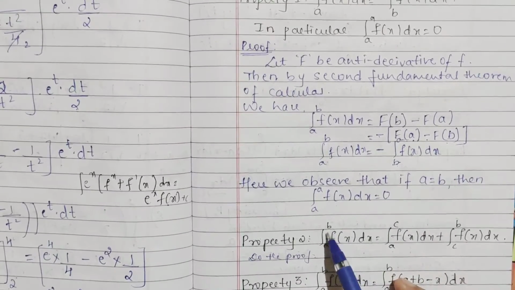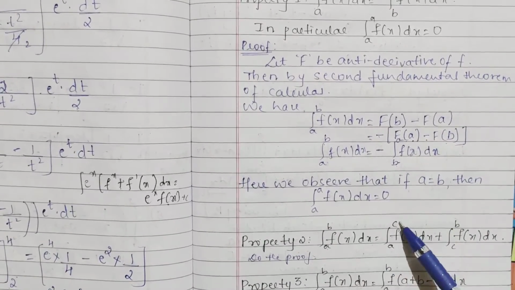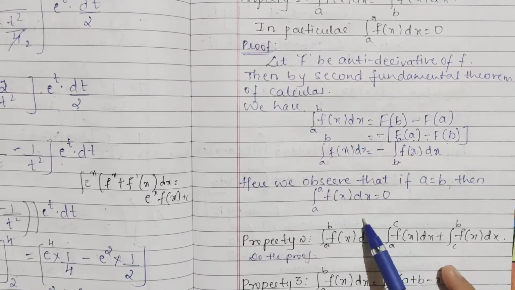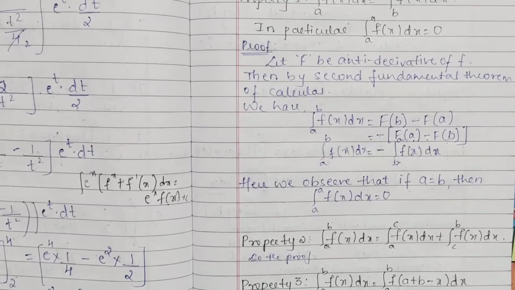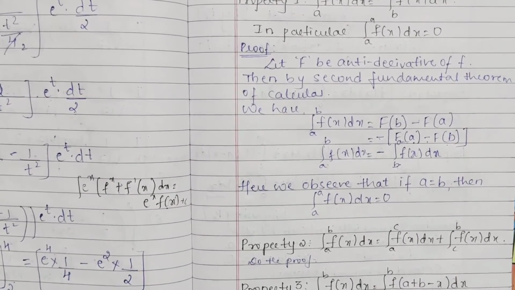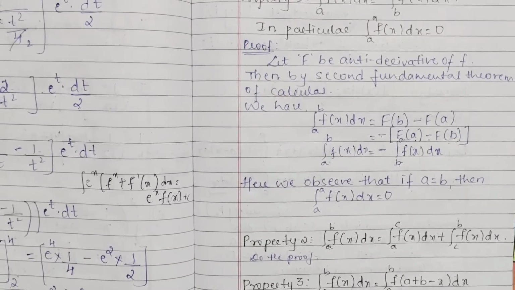Next property, property 2: integration a to b f of x dx. If they have given you an integral, you can split it, how? A to c f of x dx plus c to b f of x dx. Suppose they have given you the integral from 0 to 2. How can you split it?